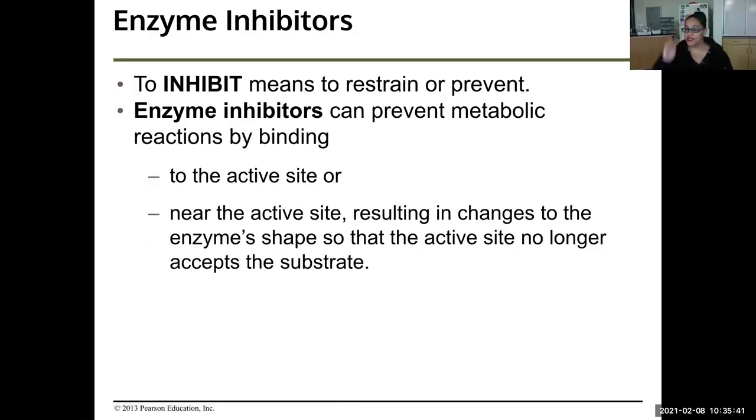Enzyme inhibitors. To inhibit means to block or stop. So to inhibit, restrain or prevent, there's a lot of synonyms for inhibit. Enzyme inhibitors can prevent metabolic reactions by either binding to the active site or near the active site, resulting in changes to the enzyme's shape so that the active site is no longer recognizable by the substrate. So it's like changing a lock on the door. If I'm going to come in with the same old key, it's not going to work. We change the shape of the lock.